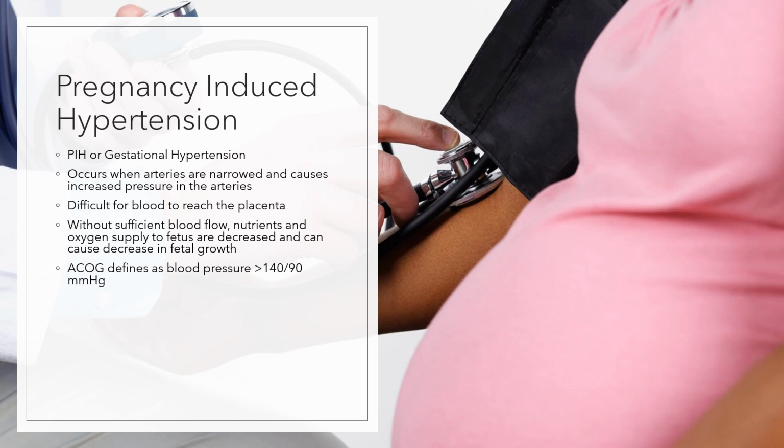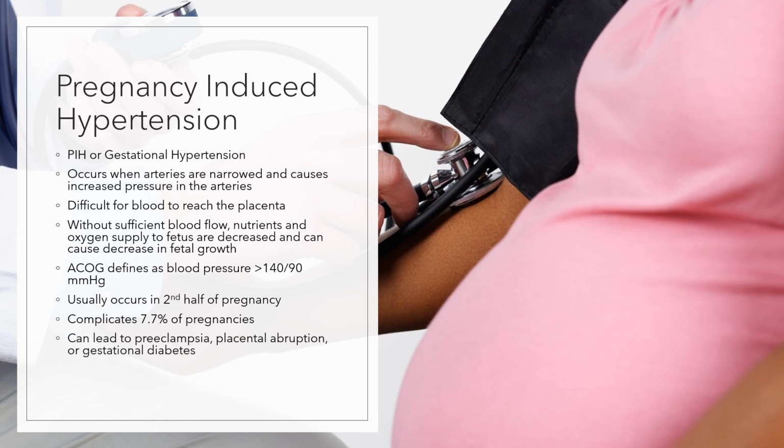The American College of Obstetricians and Gynecologists define pregnancy-induced hypertension as 2 blood pressure readings greater than 140/90. This usually occurs in the second half of pregnancy and complicates roughly 7.7% of all pregnancies. This can lead to preeclampsia, placental abruption where the placenta tears away from the uterine wall, or gestational diabetes.